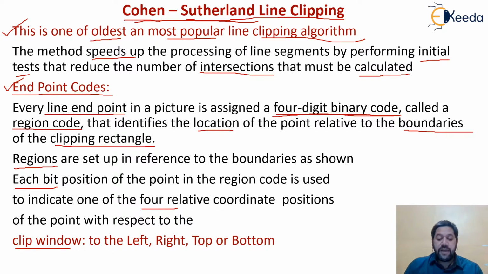I am assuming that my clip window rectangle has a left edge, a right edge, a top edge, and a bottom edge. So each bit position of the point in the region code is calculated with respect to all these left, right, top and bottom edges.